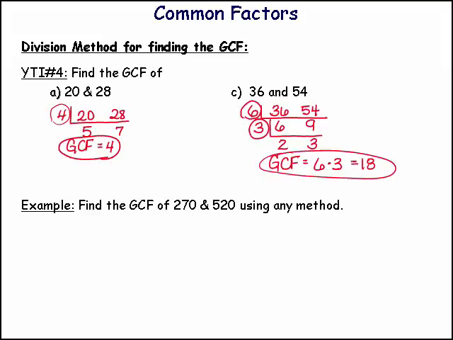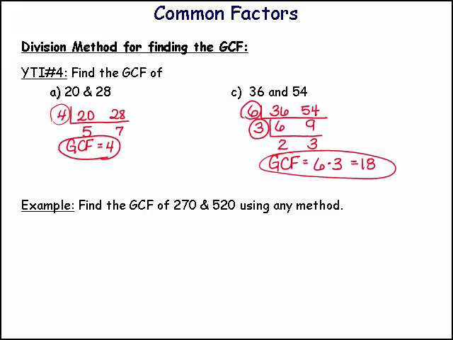Okay, so find the GCF of 270 and 520. So a lot larger numbers now. So let's try this one out. Let's see what we can do here. Okay, so we can use either method for this. It doesn't have to be the division method or the prime factorization method. You might have attached to one of them better than the other. So use what you're comfortable with.